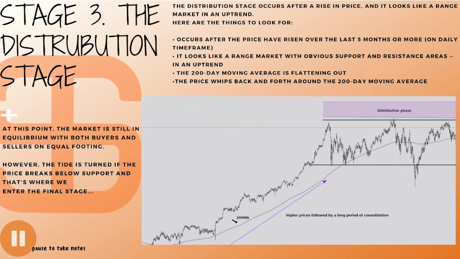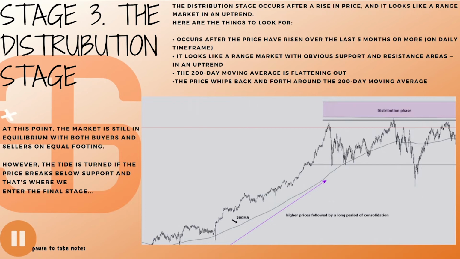Based on what I'm seeing, we have a trend line in the 39, 40 area, but going forward, the distribution stage. So the distribution stage occurs after a rise in price, and it looks like a range in the market in an uptrend. So here are the things to look for. It occurs after price has risen over a specific amount of time. It looks like a range in the market with obvious support and resistance areas in an uptrend.